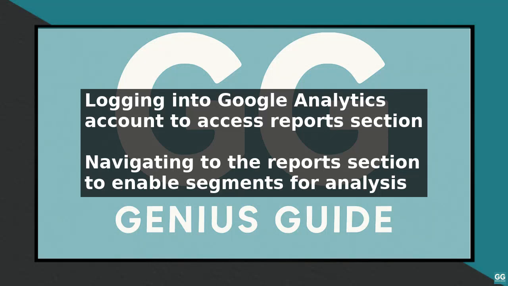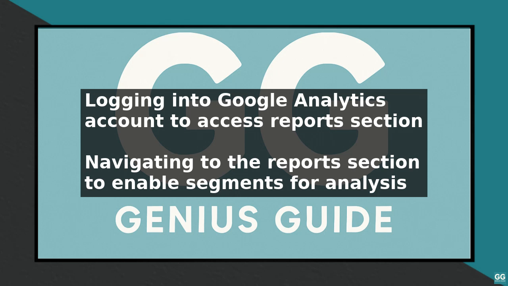To enable Google Analytics segments, start by logging into your Google Analytics account and navigating to the Reports section. Segments are a powerful tool that allows you to isolate and analyze specific groups of users, helping you to better understand their behavior and tailor your marketing strategies accordingly.